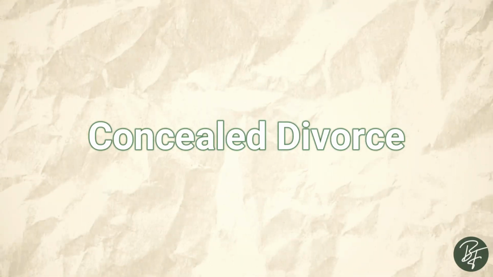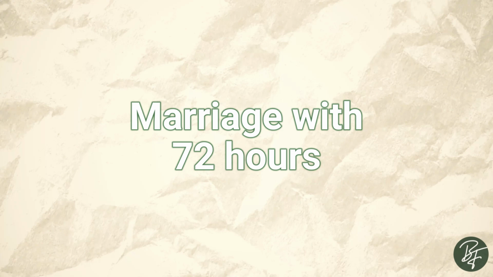Concealed divorce. If one of the spouses was divorced from someone else within 30 days before the marriage and concealed this fact, the marriage can be annulled. Marriage within 72 hours. If the marriage occurred within 72 hours of obtaining a marriage license, the marriage can be annulled unless certain exceptions apply.